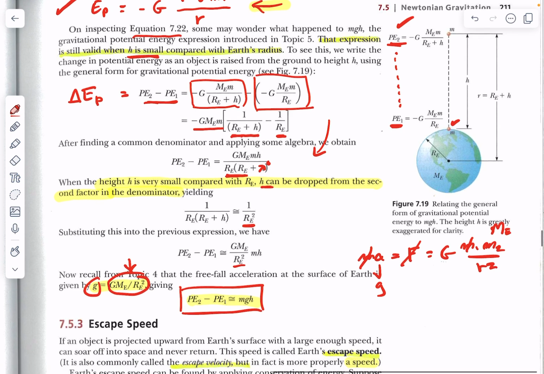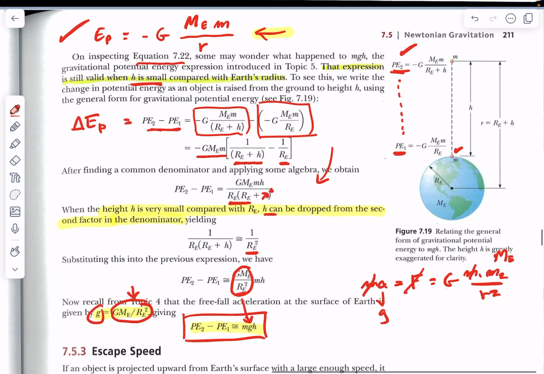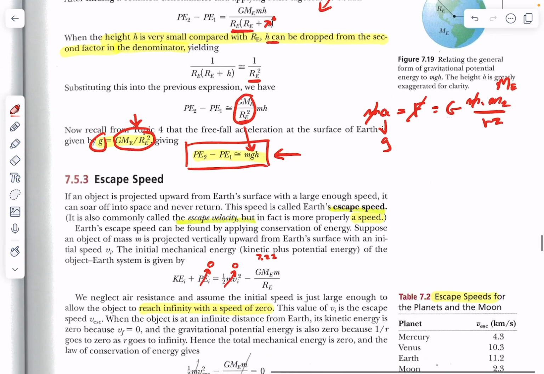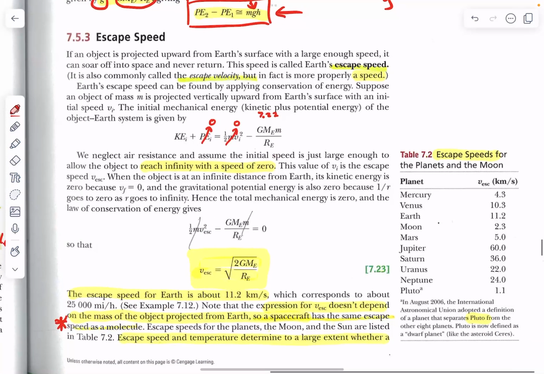And so since all of this right here is g, we get potential energy equals mgh. So we've taken the more universal observation of changes in potential energy around planets and stars and things like that, and reduced it to its simple case. Now, another interesting phenomenon is something that is called the escape speed.